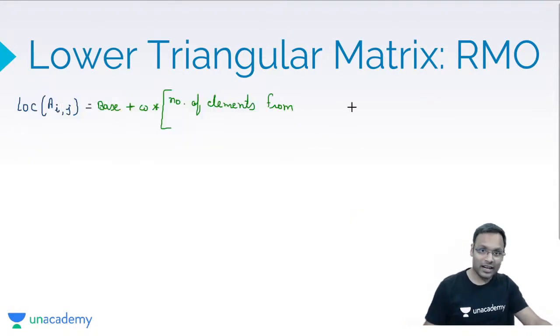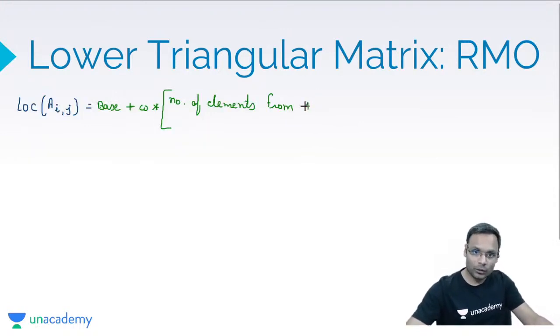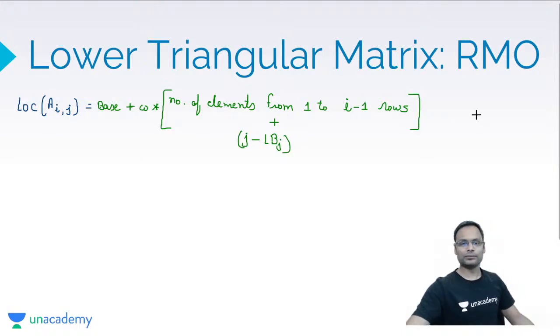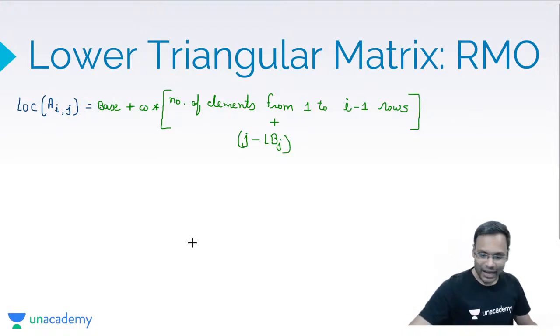Row number is starting from 1 to I minus 1 rows, plus j minus lower bound of j. That is the basic formula we have for this. Now look at this. Why have I written this?